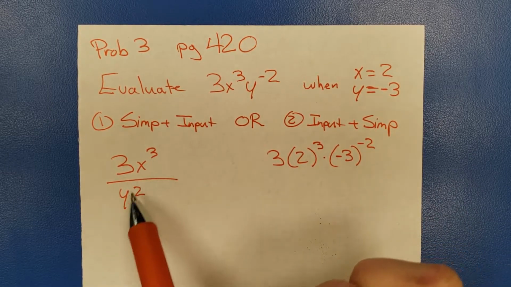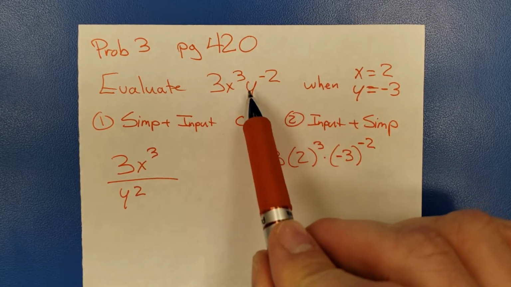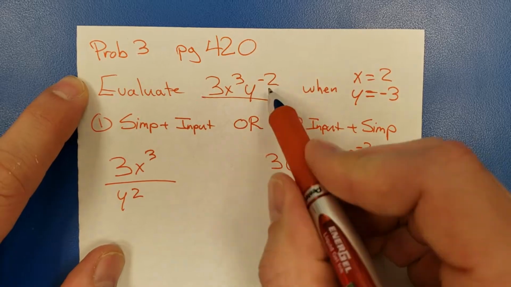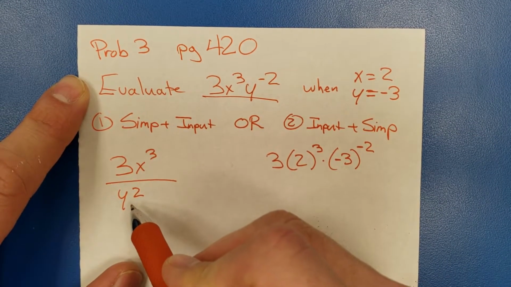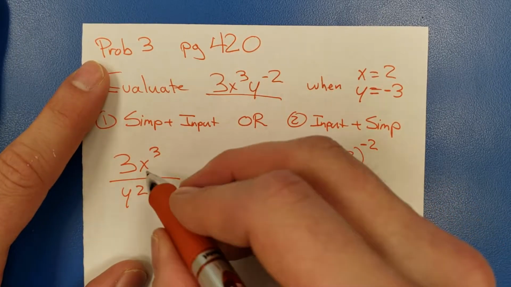If you like to get rid of the negative exponents, which I did here, y to the negative 2, remember my whole idea is that this negative 2 is not happy above the fraction bar. It would be much more happy below the fraction bar. So there you go, I simplified it. Then I can input my values.